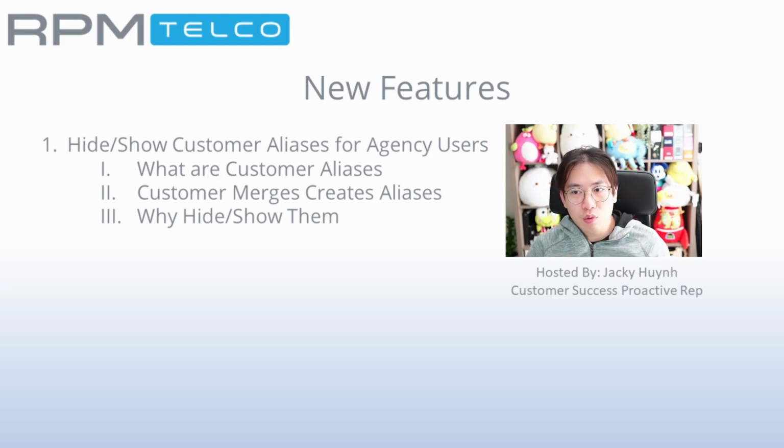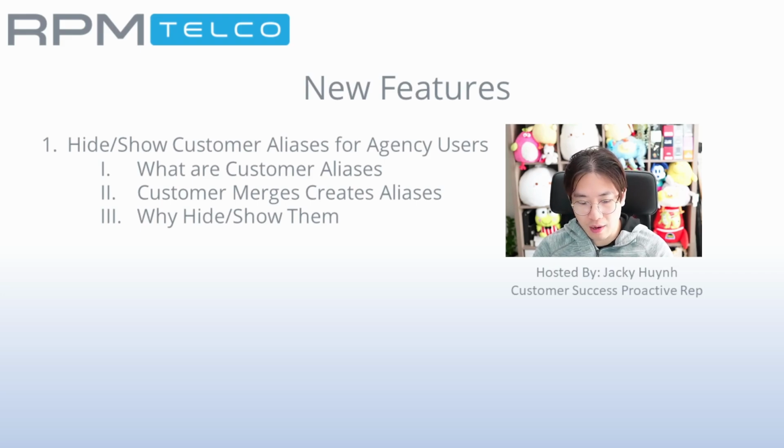Normally you would create them by manually adding them. So you have a customer called Apple, and then you have variations of it like Apple Inc. or Apple LLC, things like that. You want to relate all of those variations to that one primary customer, so you would add an alias for it. The other, more common way of adding them is through a customer merge.